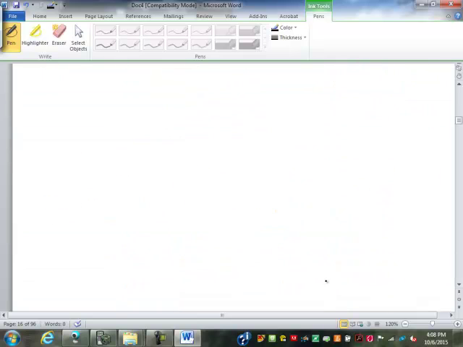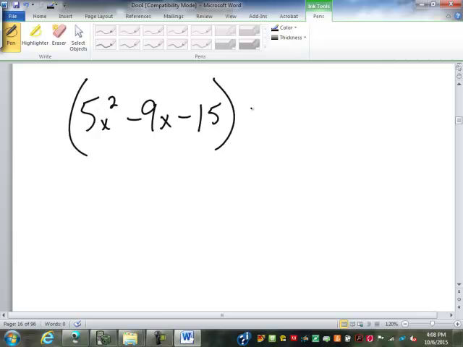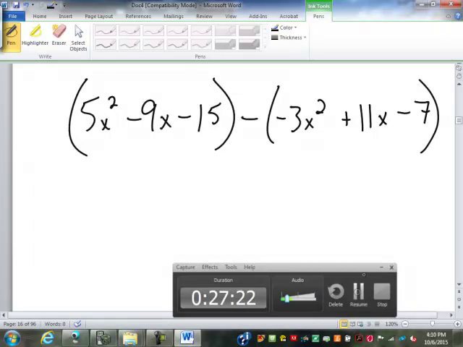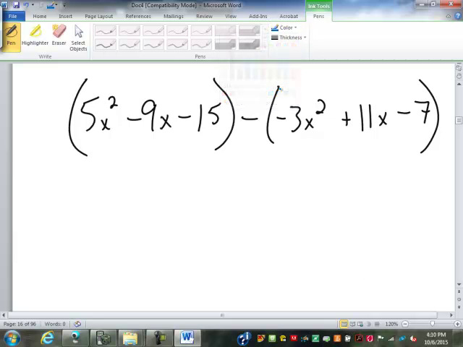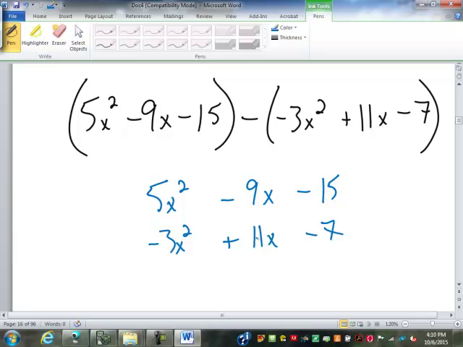One for you to try. 5x squared minus 9x minus 15, minus negative 3x squared plus 11x minus 7. Subtract those. Let's see how you do in your notes. We'll set it up again. 5x squared, negative 9x, negative 15, negative 3x squared plus 11x and minus 7.